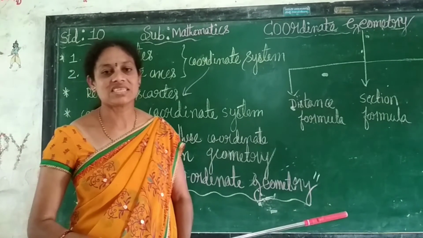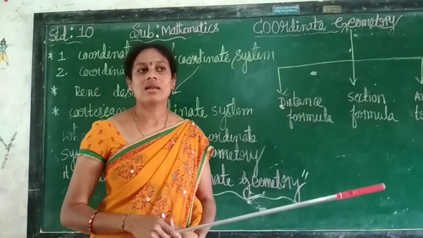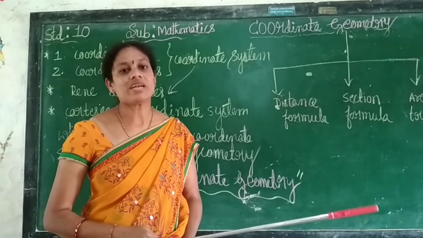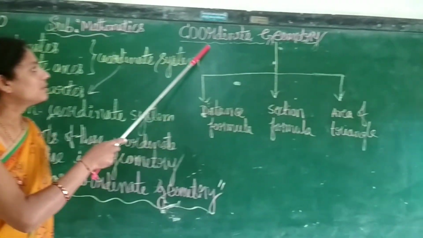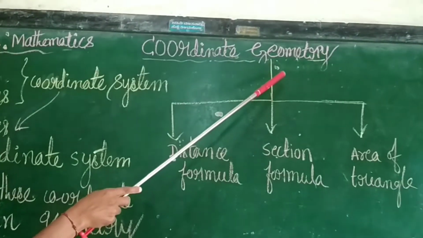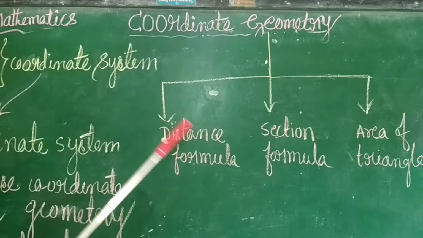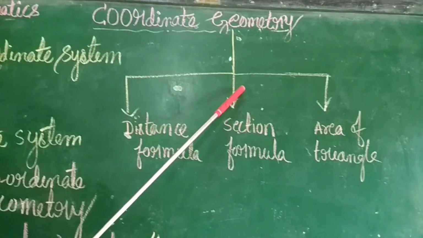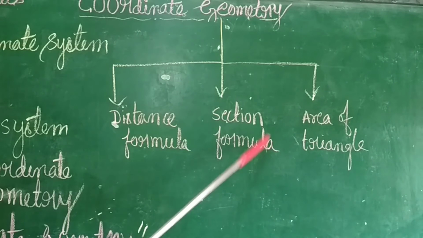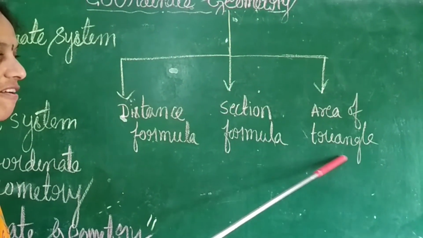In the next session, we are going to learn three important concepts under the title of coordinate geometry. First one, distance formula. Second one, section formula. Third one, area of a triangle.